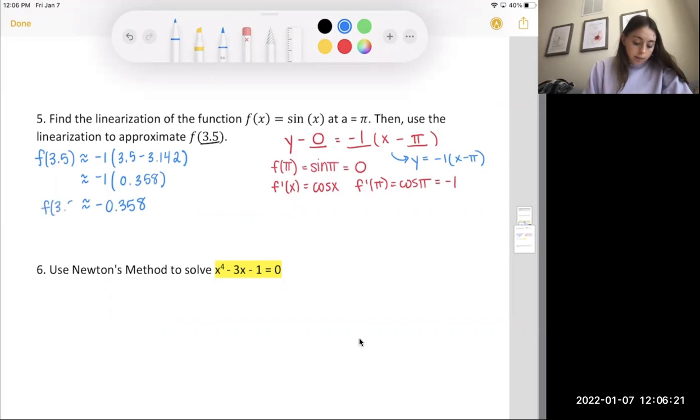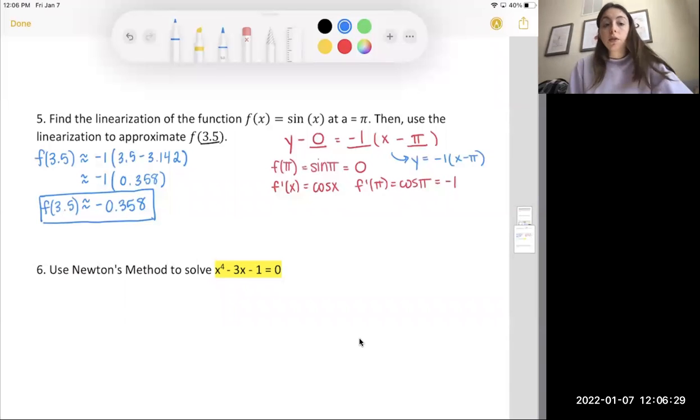You can use a calculator on the quiz, but you have to show all these steps to use the linearization to approximate. You have to find the linearization, plug it in and show that. But since you have a calculator, I always go and actually do sine of 3.5 in my calculator and make sure it's kind of close. That way I know I didn't make a huge error.